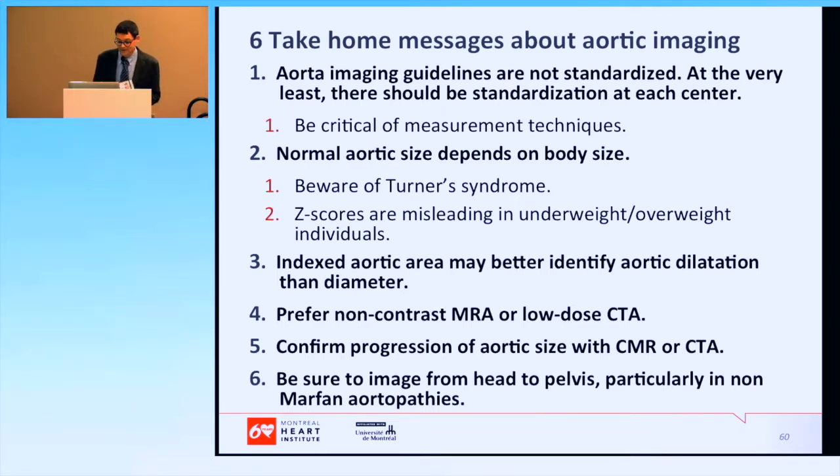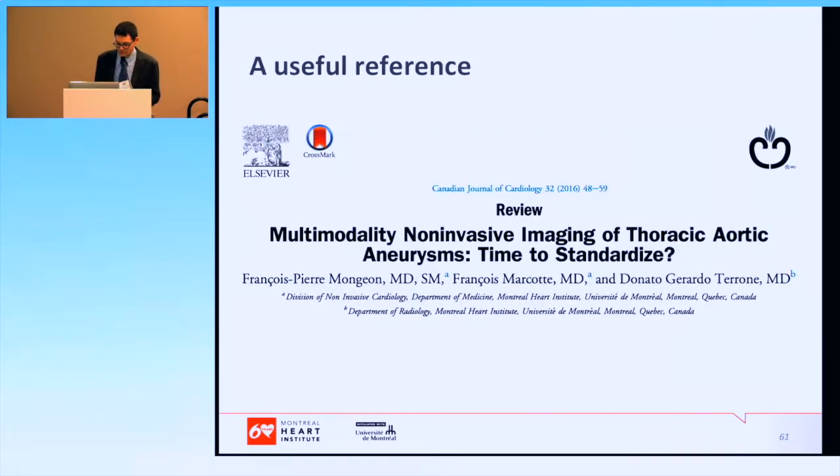Consider non-contrast MRA and low-dose CT angiogram for serial imaging. Always confirm progression of aortic size with CMR or CTA, and be sure to image from head to pelvis, particularly in non-Marfan aortopathies. I have summarized the discussion previously in a review paper in 2016.